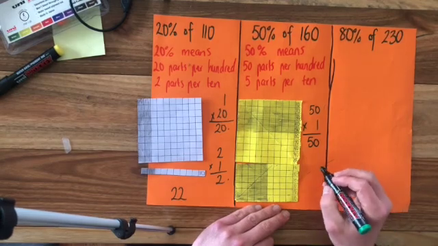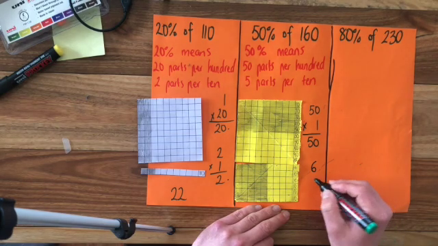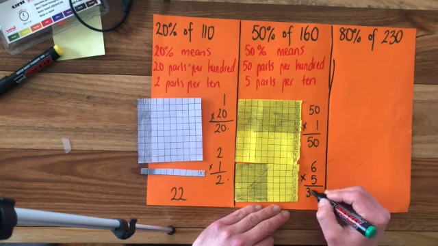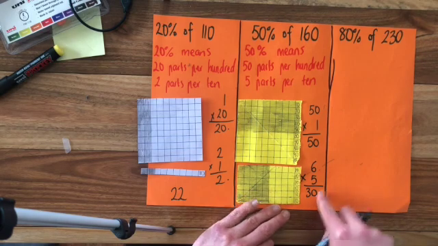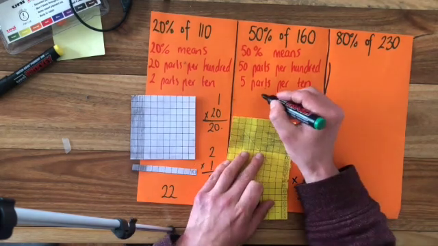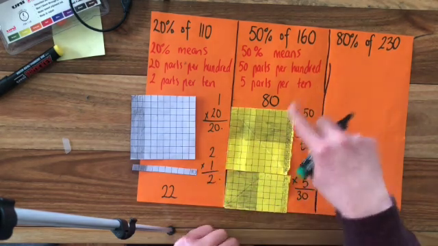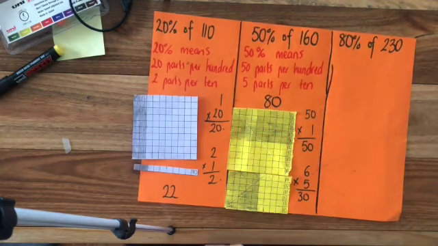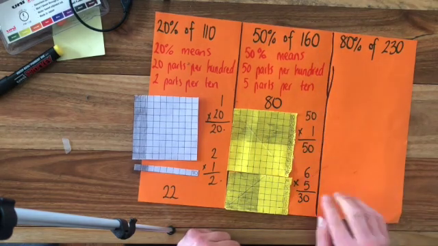My next part is I've got 6 tens. So 6 tens, and each of them are being shaded in by 5. So I have 30 shaded in. 5, 10, 15, 20, 25, 30. 30 shaded in. If I add 50 and 30, it'll give me 80. So 50% of 160 equals 80. And you can see it in my thinking tracks, my multiplication, and my diagram. We can also just use our reasoning. 50% is half. Half of 160 is 80.